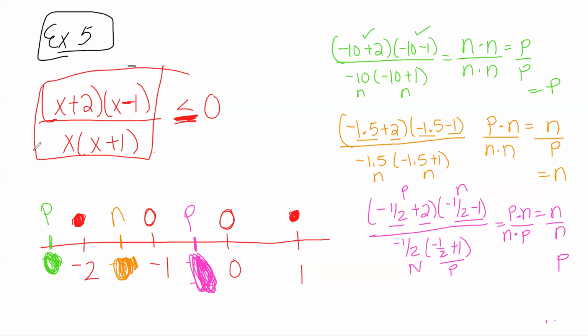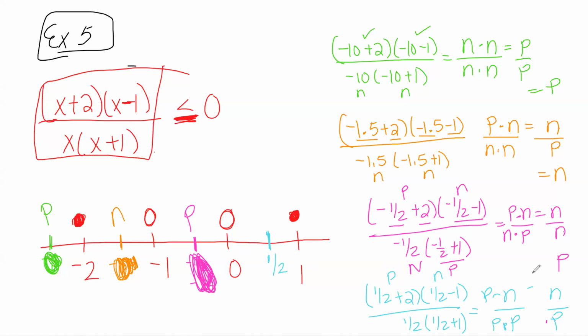Favorite number in between 0 and 1? Well, I'm going to do +1/2 or +0.5 this time. So that's 1/2 plus 2, 1/2 minus 1, 1/2, 1/2 plus 1. Okay, the bottom's positive, positive, positive. Okay, the top, positive, negative. Positive, negative, that's negative. Negative divided positive will give us negative. Put an N, scribble.